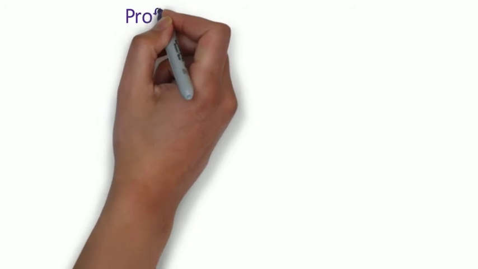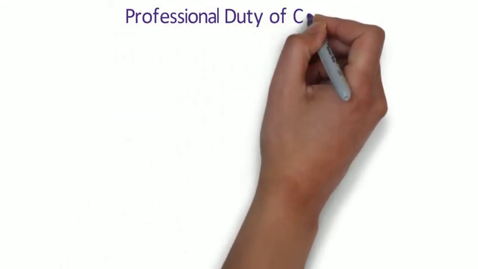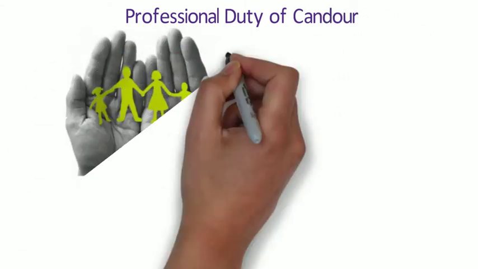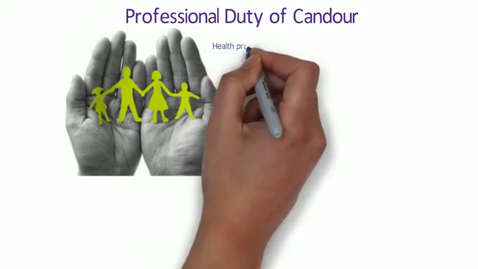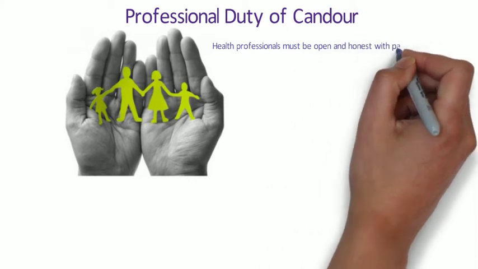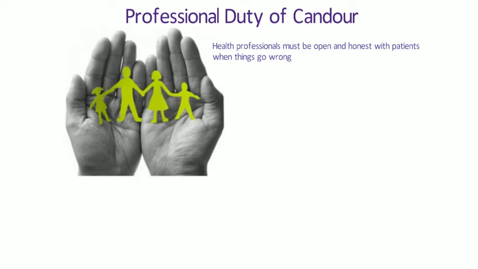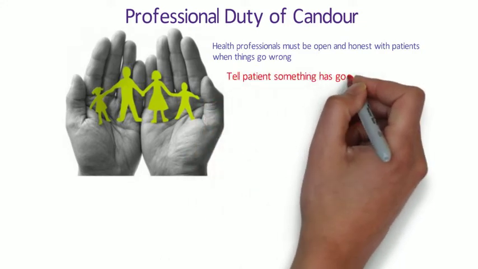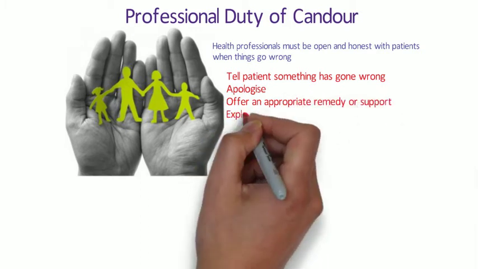Now, if a dispensing error does actually happen, there is something called the professional duty of candour. This is where health professionals must be open and honest with patients when things go wrong. This means that you need to tell the patient when something has gone wrong. You should apologise to the patient and offer an appropriate remedy or support to put matters right. And you really need to explain to the patient the short and the long-term effects of what has happened. So you need to be really open with the patient.